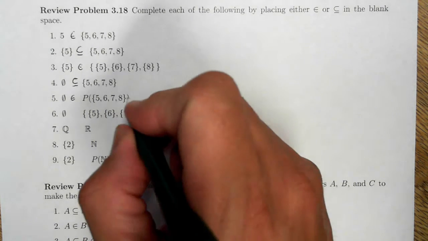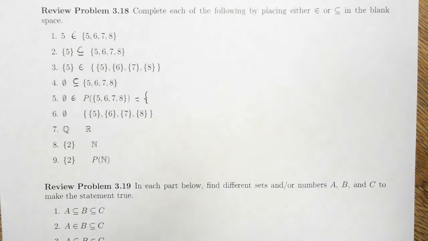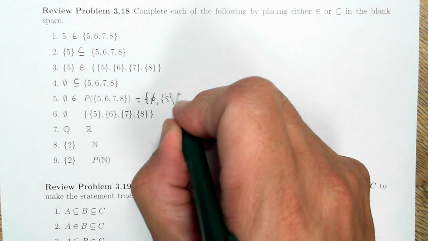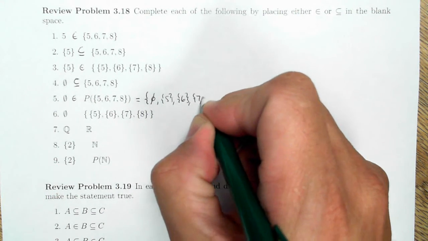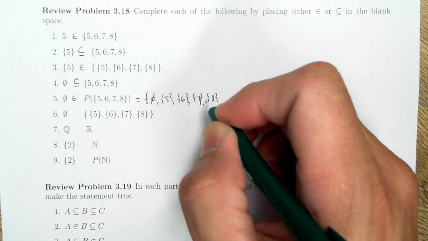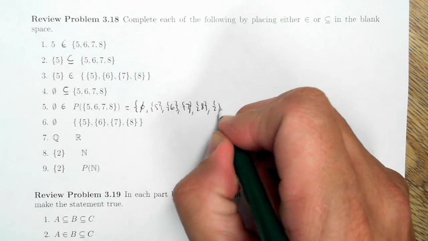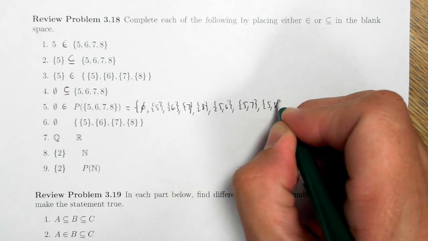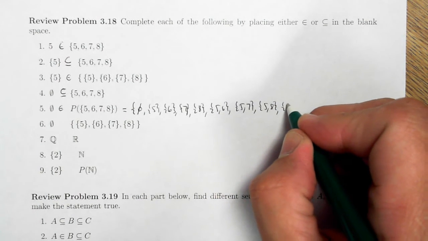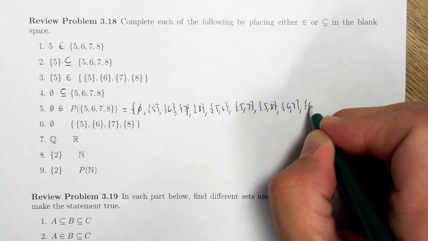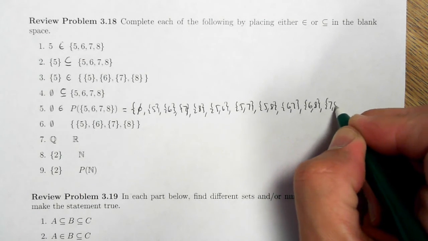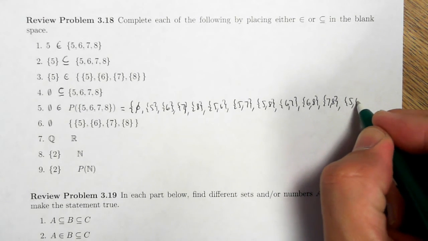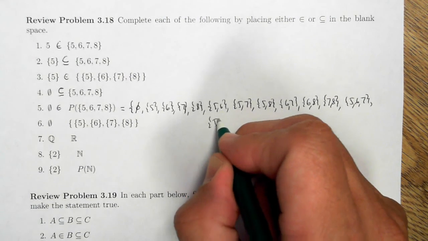So if you remember the definition, the power set is all things that are subsets. So the empty set is a subset, {5} would be a subset, {6} is a subset, {7} is a subset, {8} is a subset, and let me just keep going for review purposes. {5, 6} is a subset, {5, 7}, {5, 8}, got a few more to go. {6, 7}, {6, 8}, {7, 8}. Almost done. Now the ones with 3 elements, {5, 6, 7}, {5, 6, 8}.